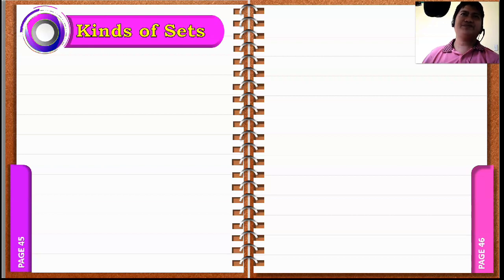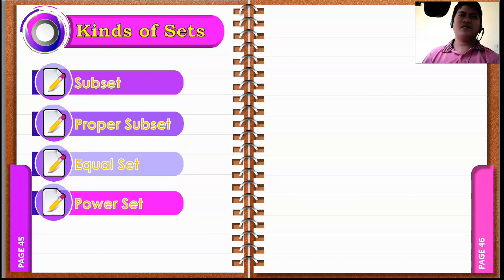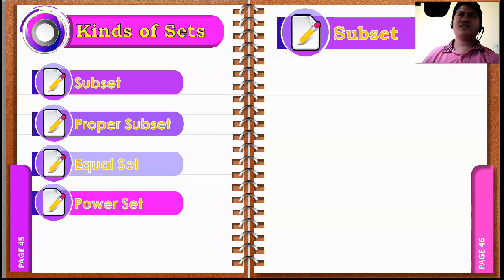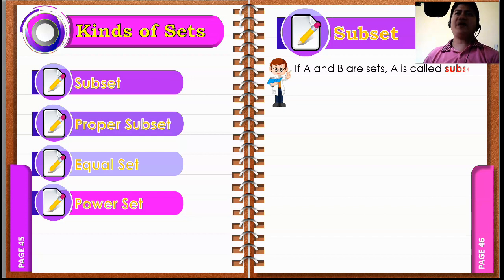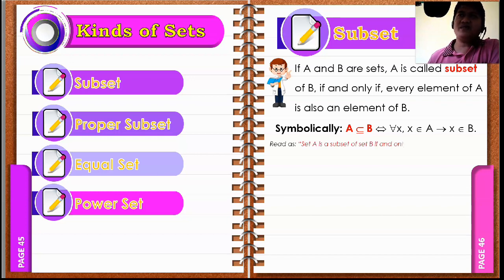Okay, so what are the kinds of sets? We have the subset, the proper subset, the equal set, and the power set. Let's first define what a subset is. If A and B are sets, A is called a subset of B if and only if every element of A is also an element of B.